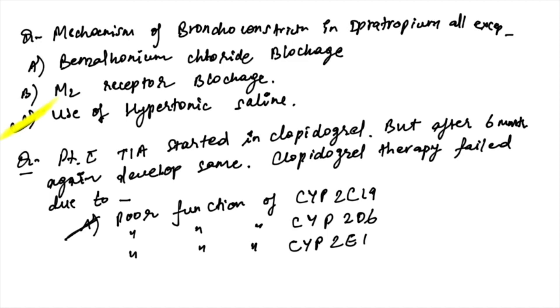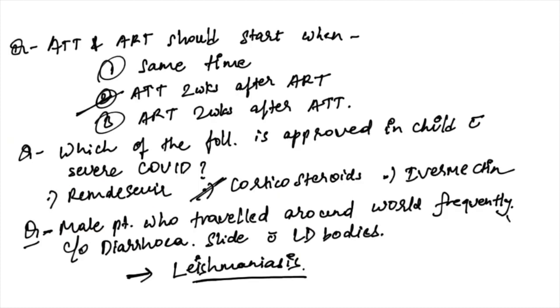Now a patient with TIA was started on clopidogrel, but after 6 months developed the same TIA again. So clopidogrel therapy failed due to poor function of CYP2C19. This is very important, and you have to learn this. Now ATT and ART should not be started at the same time. ATT is started 2 weeks before the ART. This is the right answer.